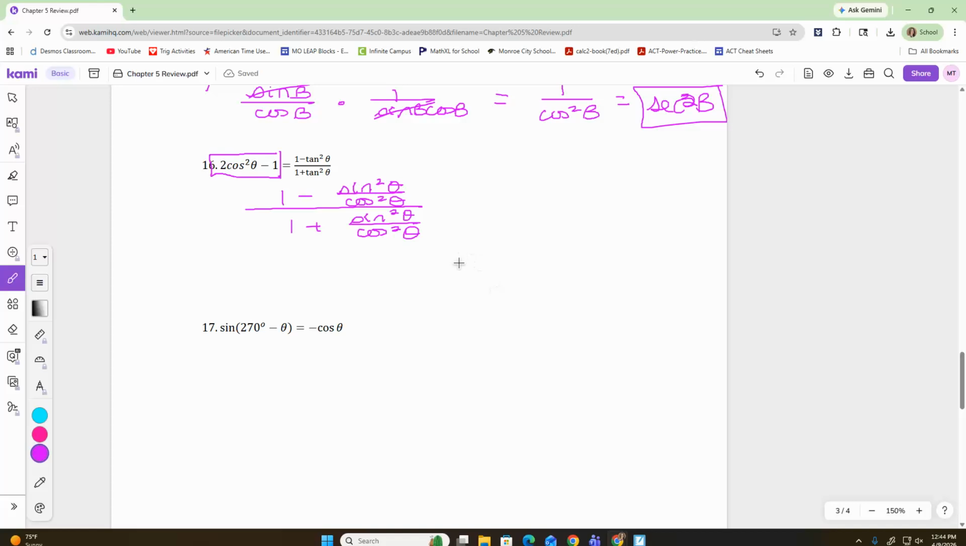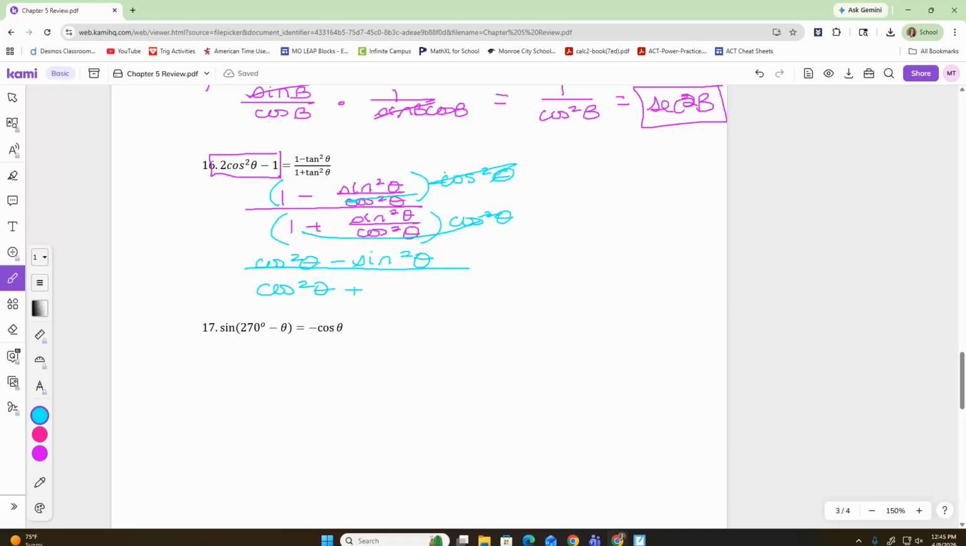From here, before I could just flip and multiply, we would have to get a common denominator, which you could do. Another strategy that we've talked about when we have a fraction and a fraction, we know we can just multiply top and bottom by the same thing, right? So what would I want to multiply everything by? So if I distribute that, 1 times cosine squared is cosine squared, minus, when I take sine squared over cosine squared times cosine squared, they drop and we get sine squared. On the bottom, that gives me cosine squared.